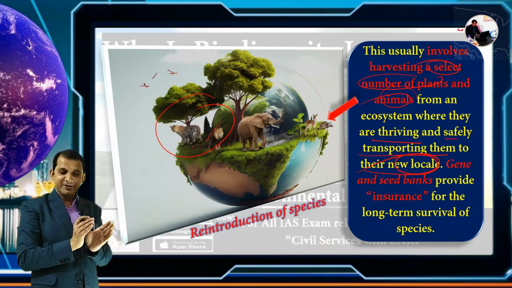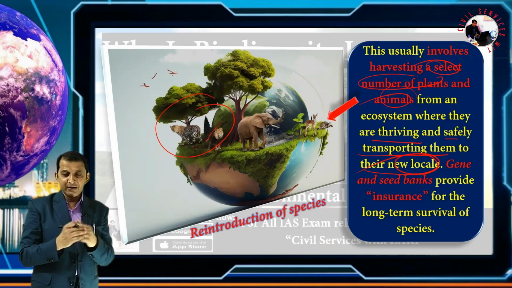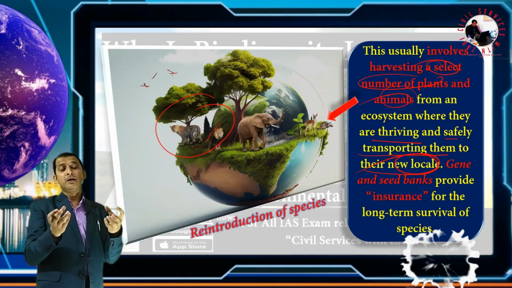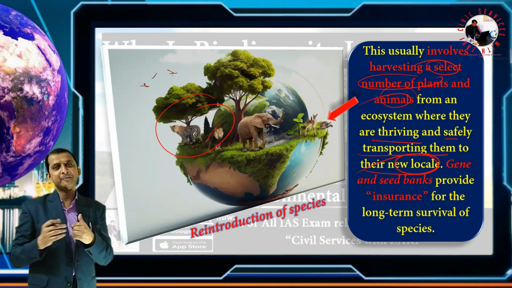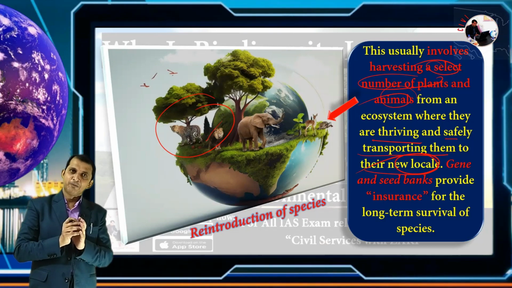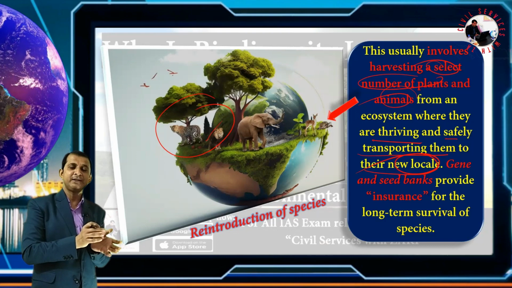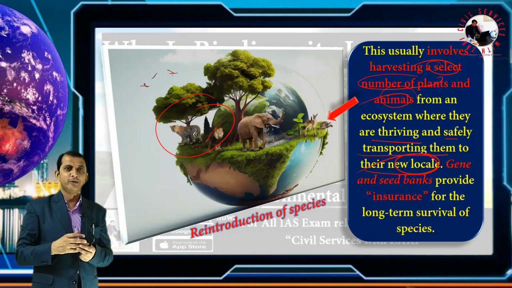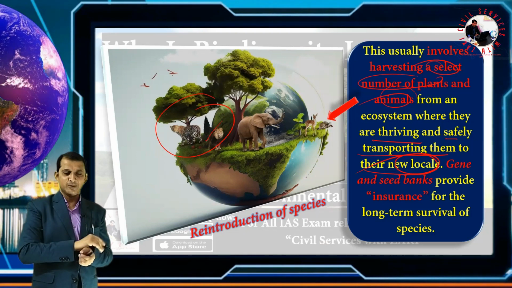If you see gene and seed banks, human-created gene and seed banks provide insurance for the long term survival of species. Some species may go extinct, but genes and seeds are also collected for such threatened species to protect biodiversity. This is the whole process or strategy to protect biodiversity. It is not an easy answer. You may protect biodiversity and love the forest, so development should not come at the cost of biodiversity loss.